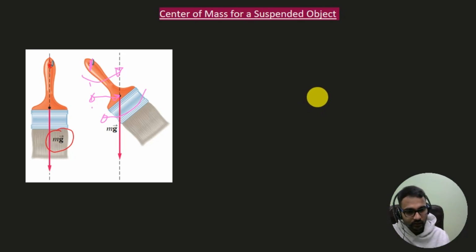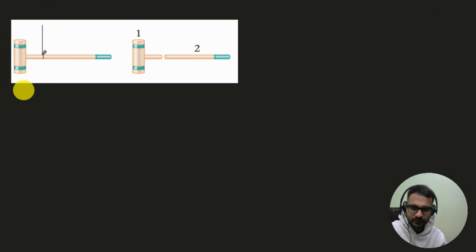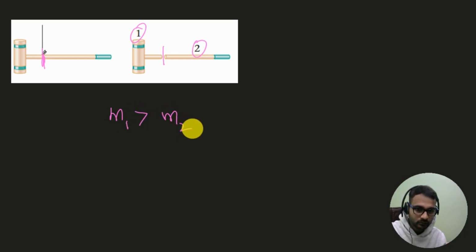Now we'll take one conceptual problem. Consider this mallet that you can see here. It is suspended about this point by this string and is perfectly balanced in the horizontal position. Now suppose we cut the mallet exactly from this cross section into two pieces, piece number one, piece number two. We have to tell, is the mass of piece number one greater than the mass of piece number two, or is the mass of piece number two greater than piece number one, or are they equal?